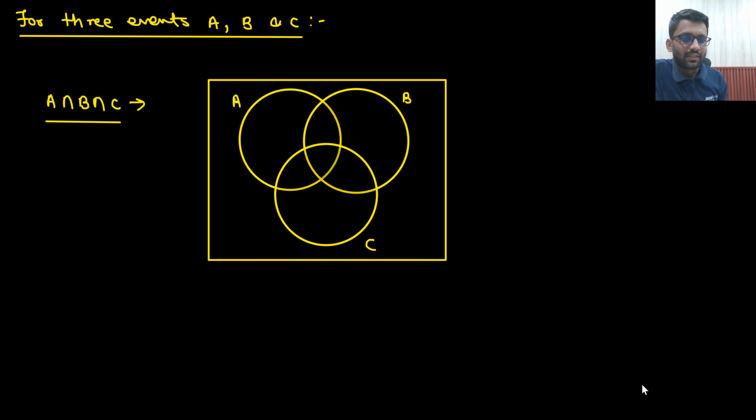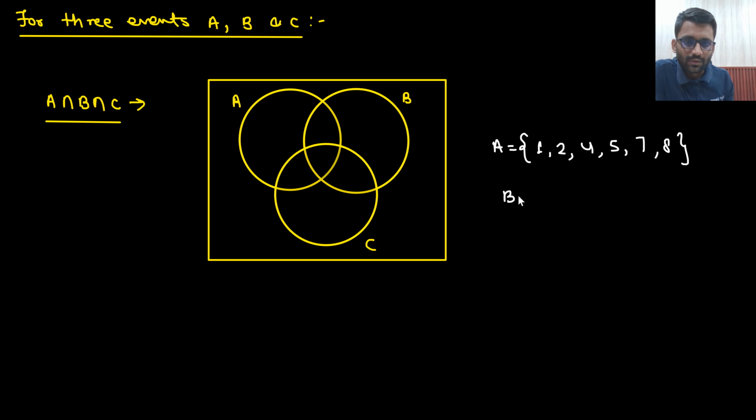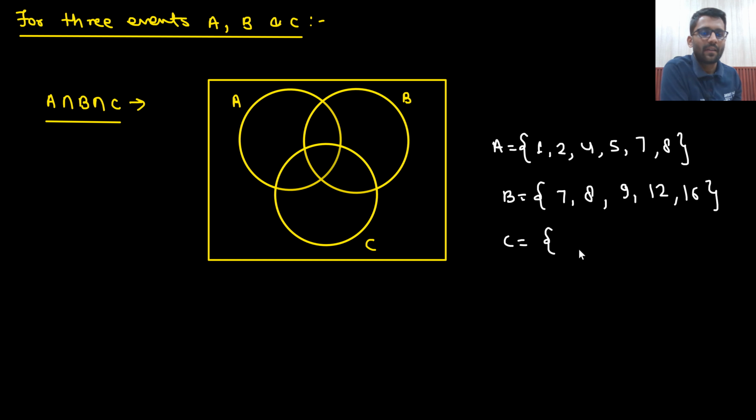What about three events? There were 2 events, now there are 3 events. So let me write those events. A is equal to 1, 2, 4, 5, 7, 8. B is equal to 7, 8, 9, 12, 16. C is equal to 5, 7, 8, 9, 17, 19.